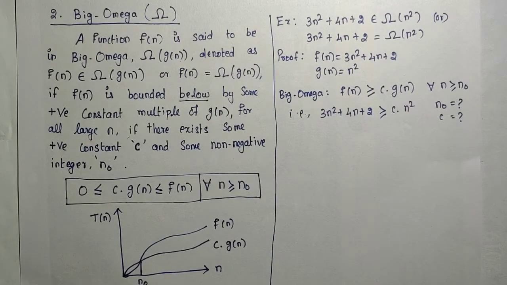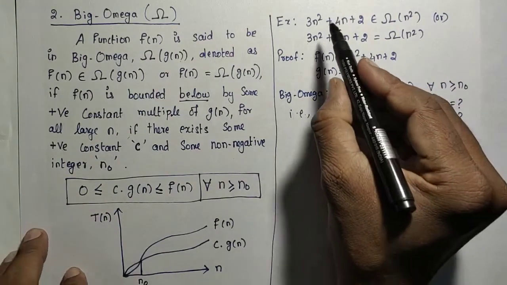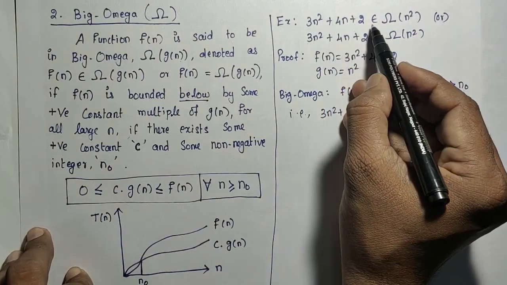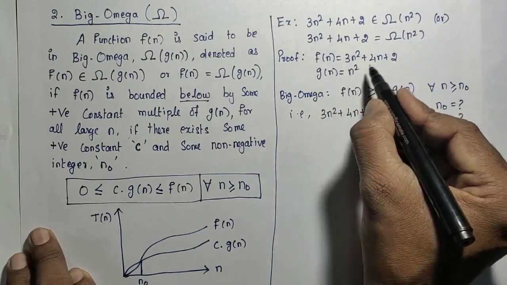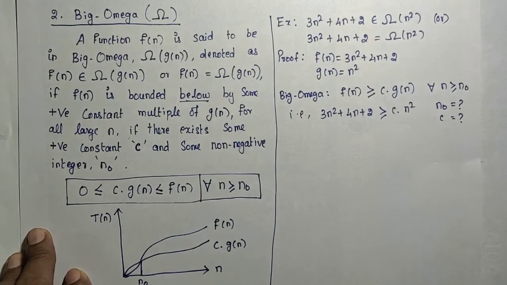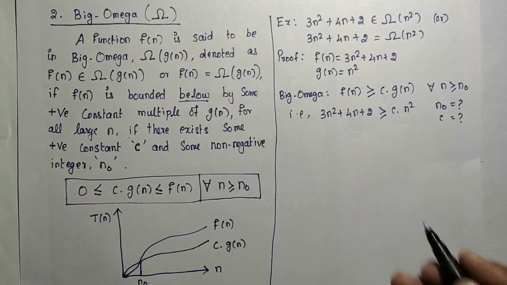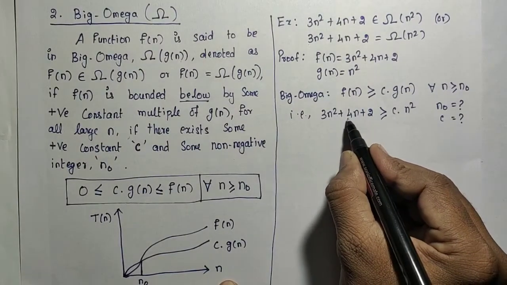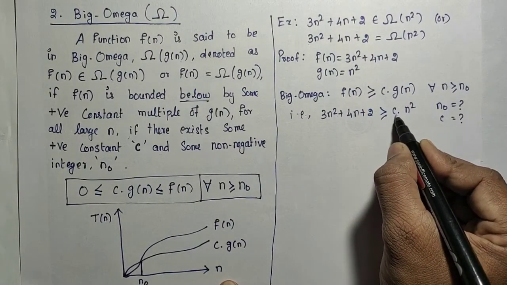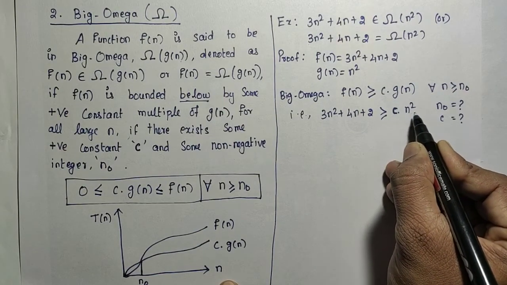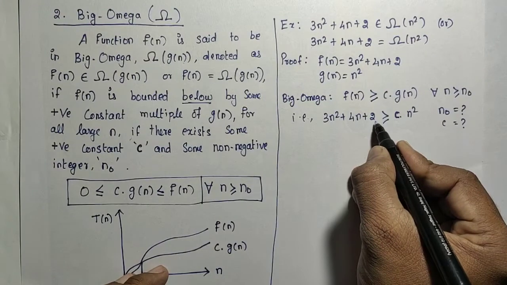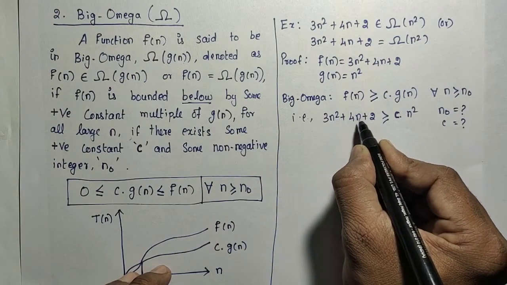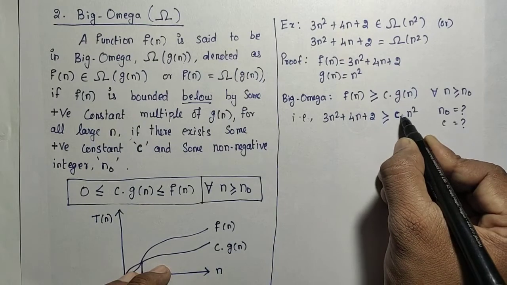See, an example here is 3n squared plus 4n plus 2 equals omega of n squared. That we have to prove, where f of n is this one and g of n is n squared. For that we need to prove that 3n squared plus 4n plus 2 is greater than or equal to c into n squared. For proving the big O, what we have done is this term is raised to the power of n squared. But here we need to say it is greater than or equal to c into some n squared, like this.